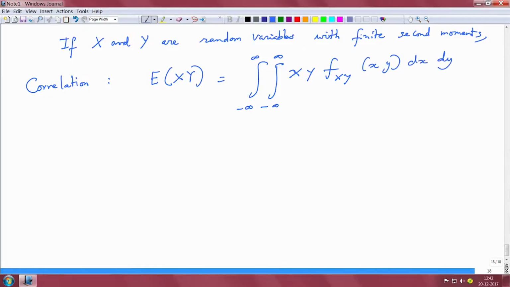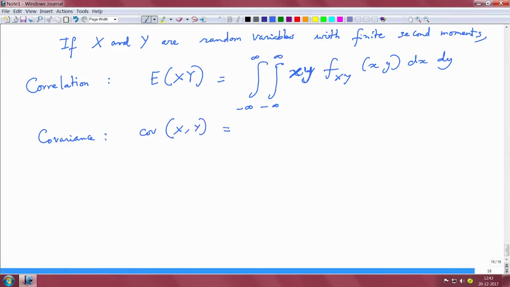So, this is small x and small y. That means I look at the joint of x and y, and I look at the expectation of the joint of x and y over the joint probability density function of x and y. Covariance is denoted by cov of x comma y.